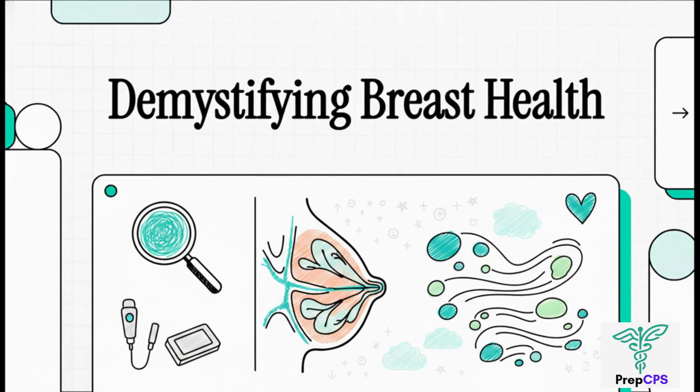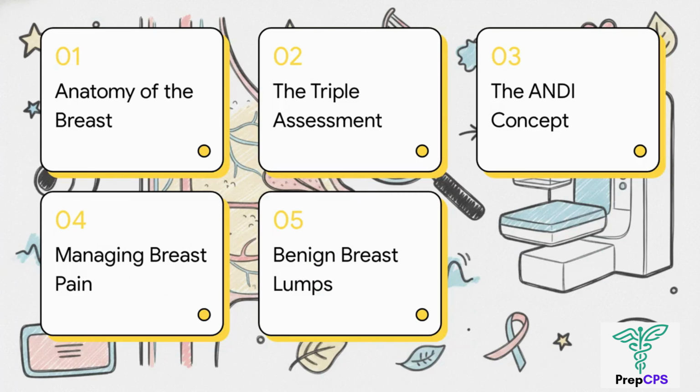We'll explore the underlying anatomy, decode the brilliant diagnostic tools doctors use, and look at a modern paradigm that actually proves most breast issues are really just minor, temporary variations of totally normal bodily functions. Here's our quick roadmap for today. We'll start with the anatomy of the breast, move on to the triple assessment, discuss the A&D concept, tackle managing breast pain, and wrap up with common benign breast lumps.